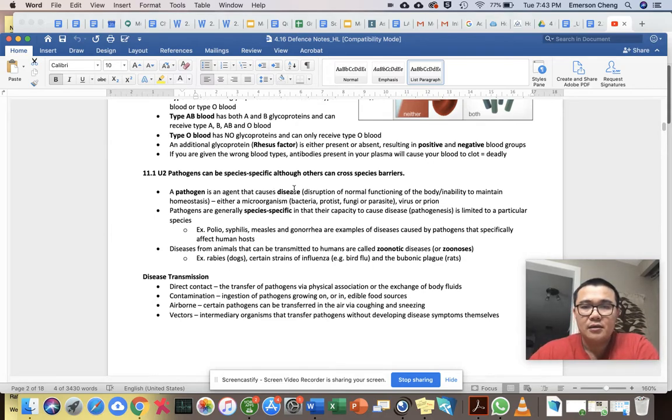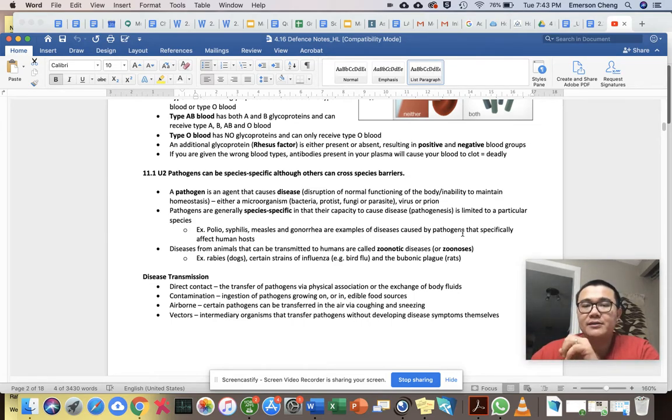So let's talk about disease passing between species. Normally, a particular pathogen can only infect a certain type of host. They're very species specific. So here, polio, syphilis, measles and gonorrhea are all pathogens that only affect human hosts, not so much others.